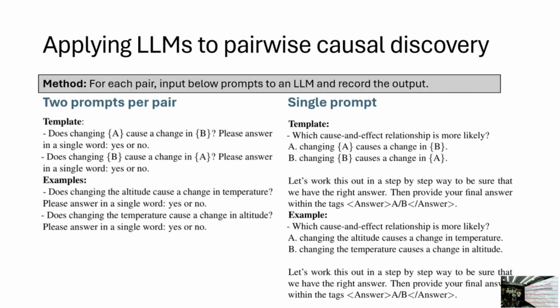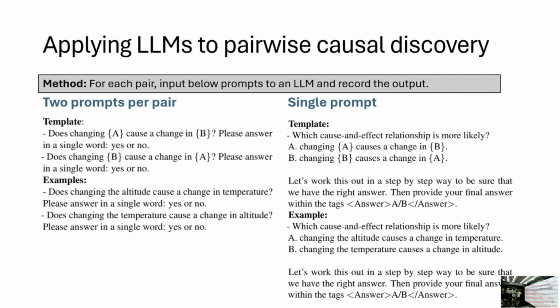What I did was something very simple, right? Just like you ask a person, a domain expert, I asked this model. So I would just ask, let's say, does changing A cause a change in B? Please answer yes or no. And I can ask in the reverse as well, does changing B cause A? And I take the mean of those answers. Right? So in the first step, I wanted to make it simple, so I just say, please answer in a single word, yes or no. It's very easy to count.